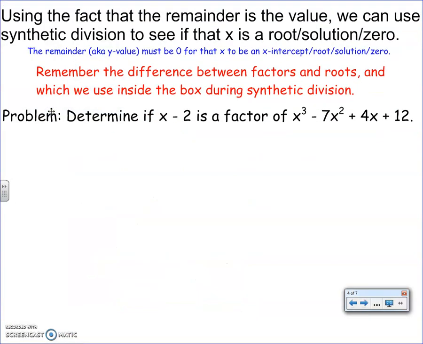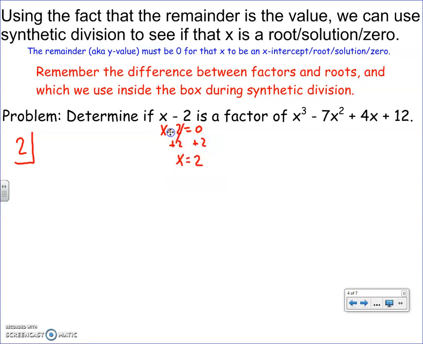Using that fact that the remainder is the value, we can use synthetic division to see if that x is a root or solution or 0, or x-intercept. So again, the remainder, aka the y value, must be 0 for the x to be an x-intercept. Also make sure you remember the difference between factors and roots. Remember, we use roots inside the box during synthetic division. The factor is what we're going to solve, because that's the problem. So here it says determine if x minus 2 is a factor of that problem. If x minus 2 is the factor, I'll plug in 2 as the root. Because remember, I just said this equals 0, and you have to add 2 to both sides. So x equals positive 2.